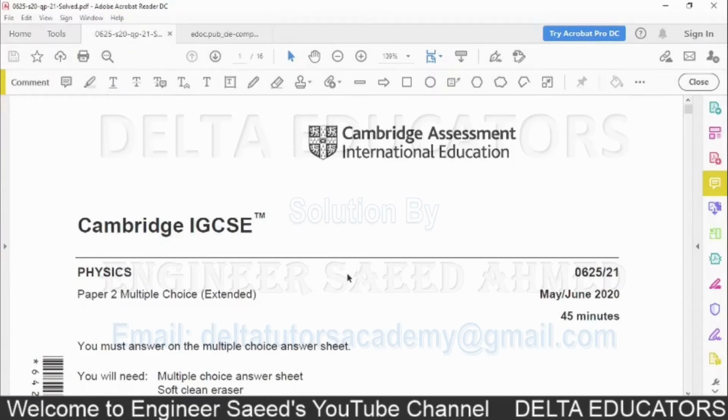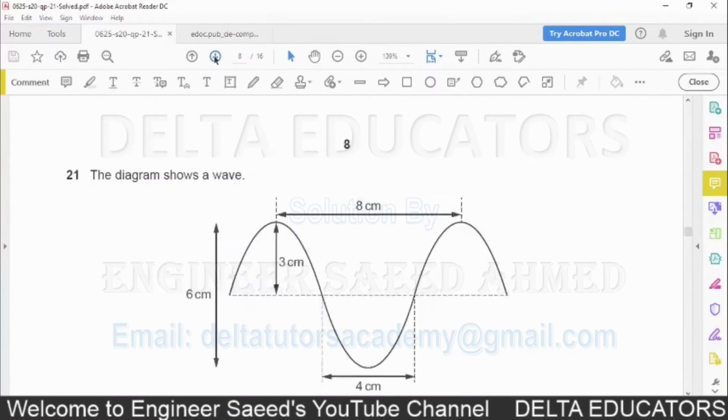IGCSE Physics, Paper Code 0625, Paper 2 Variant 1, May-June 2020. Today we will solve question number 31 to question number 40.